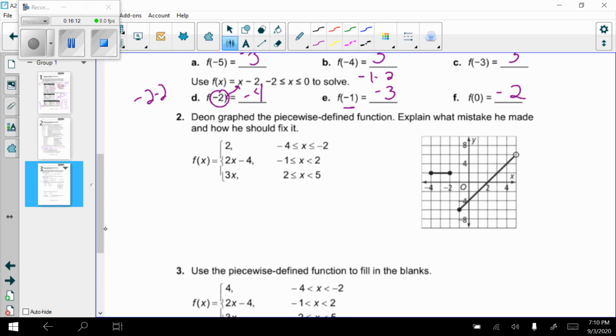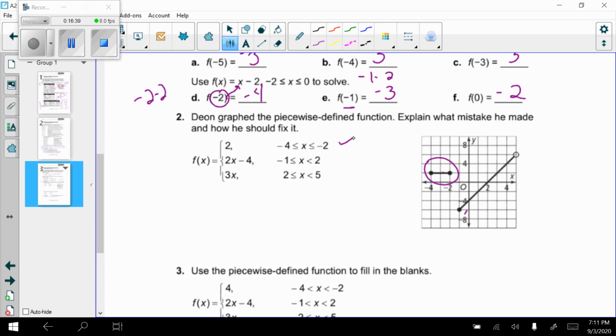Next one, Dion graphed the piecewise defined function. Explain what mistake he made and how he could fix it. So he has 3 parts over here. Notice over here, I only see 2 parts graphed. The first one he has, f of x equals 2. That's just my horizontal line, y equals 2, when my x values are negative 4 to negative 2. Both included closed dots. He has that, this part. So this part is good.